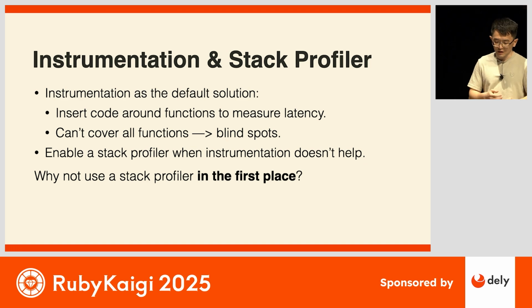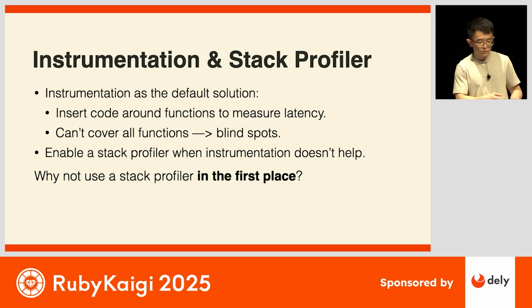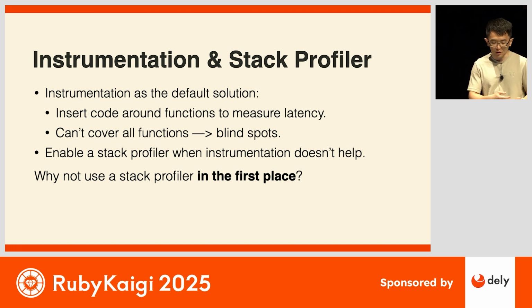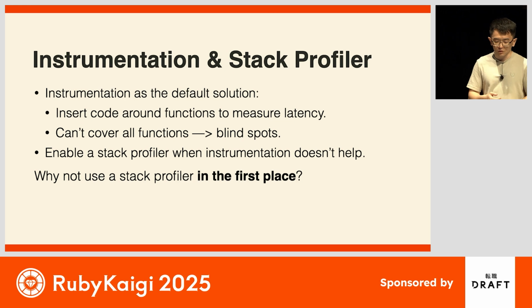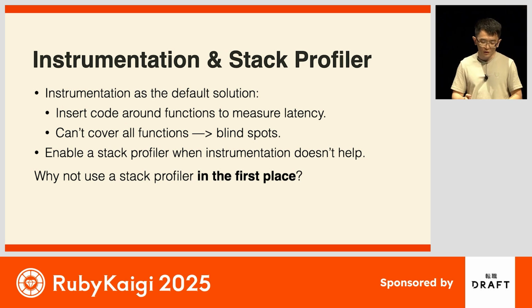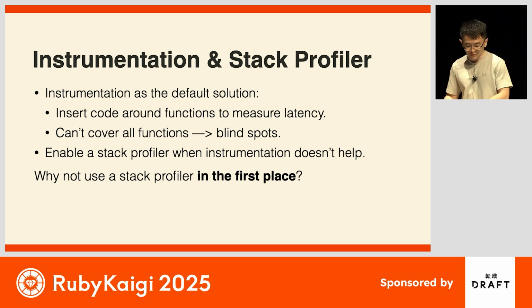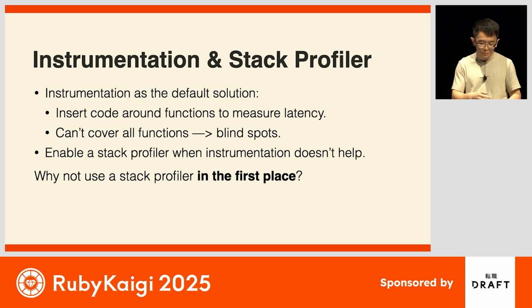That costs too much, no matter the manual effort or the overhead of that instrumentation code. So for those functions that do not have instrumentation code, we can't know their latency. They are blind spots of our instrumentation. When a performance issue happens in those blind spots, we may enable a stack profiler to see if it can help us. So you see here, first we have instrumentation and we know it may not work, then we use another tool as a complement.